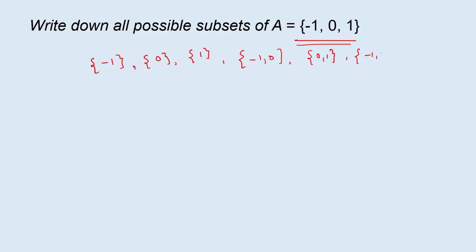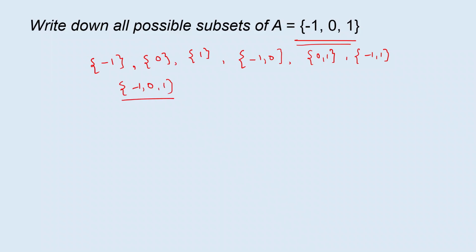Can you write down all the possible subsets of this given set? So let's try. What are all the possible subsets? We can take just one of these elements. So we can just take {-1}, we can just take {1}, we can just take {0}. These are the three elements that we can take only one at a time and can form three sets. We can also take two elements at a time. So we can take {-1, 0}, we can take {0, 1}, and we can take {-1, 1}. And we can also take all the three elements.